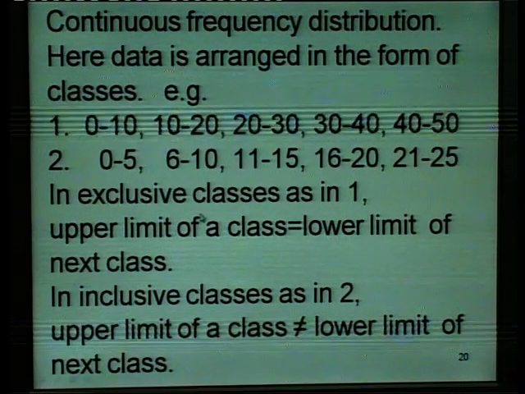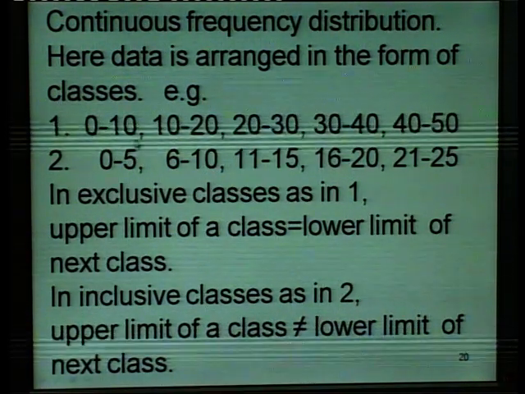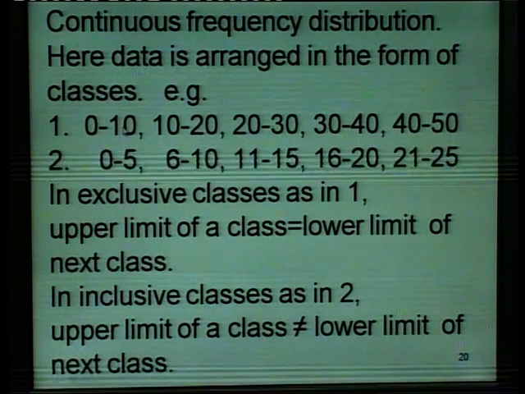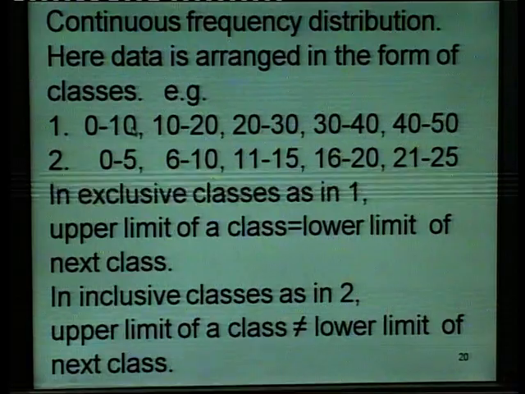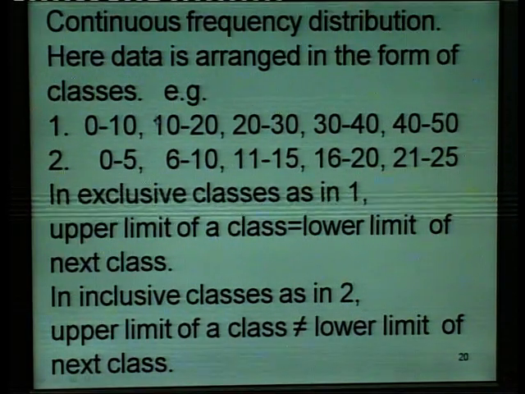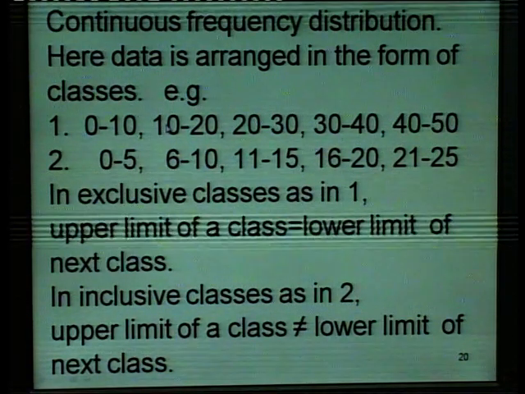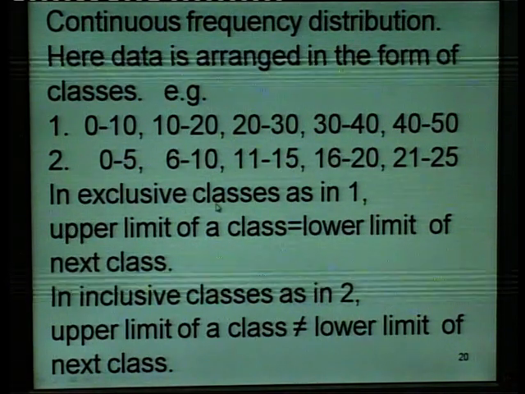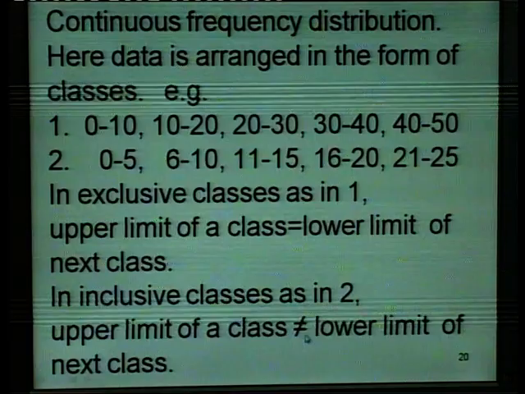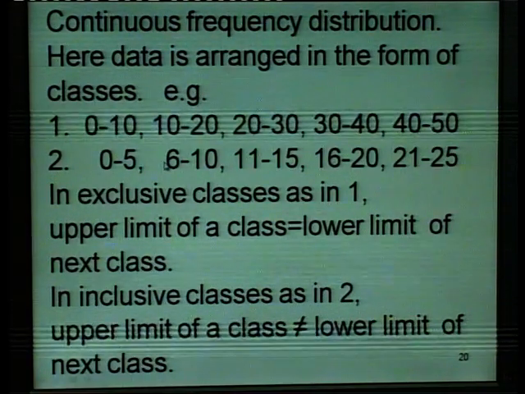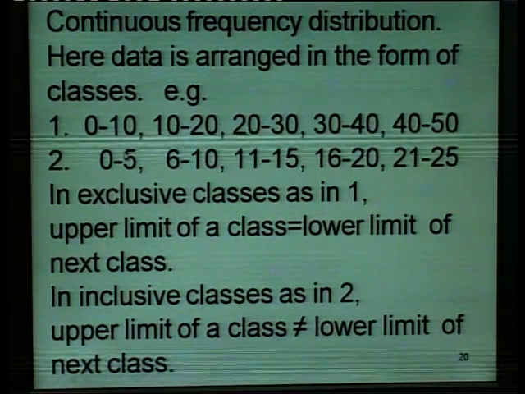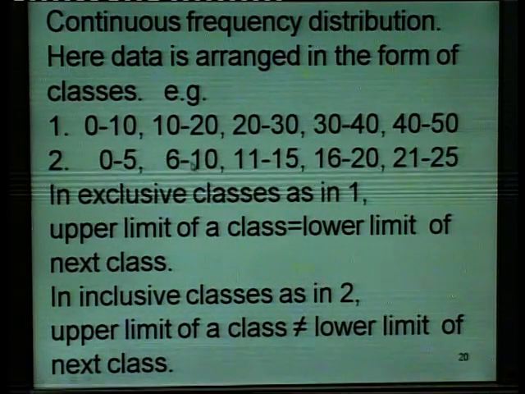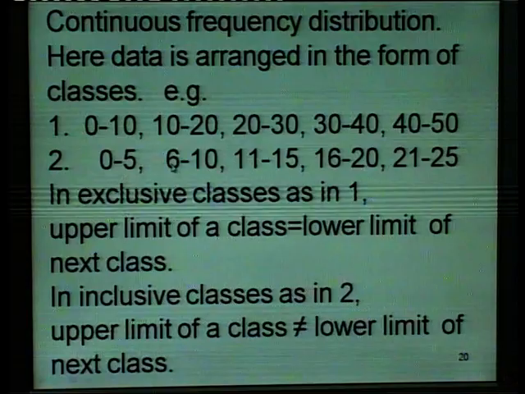In exclusive classes, this is the lower limit, this is the upper limit. The upper limit of the first class is the lower limit of the second class. If the upper limit and the lower limit of the next class are equal, we call it exclusive classes. In inclusive classes, in the second example, the upper limit of the first class is 5 and the lower limit of the second class is 6, not equal. So this is called an inclusive class.